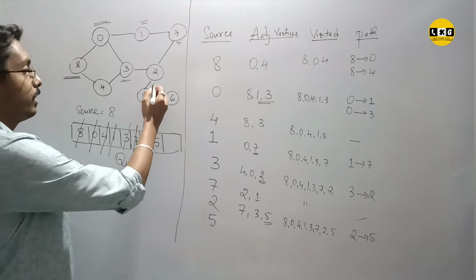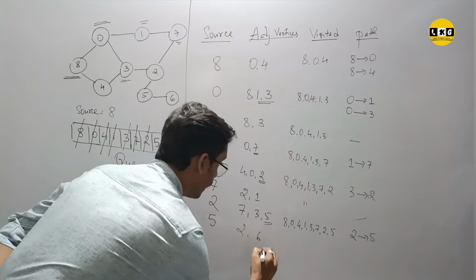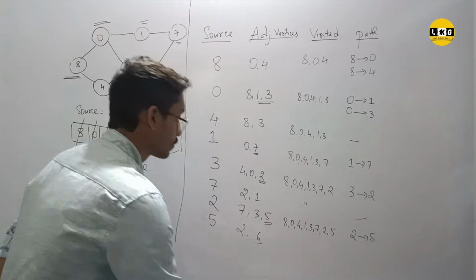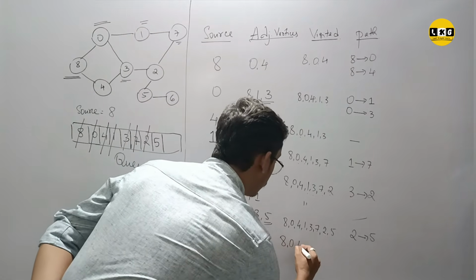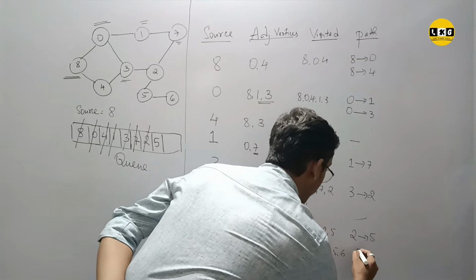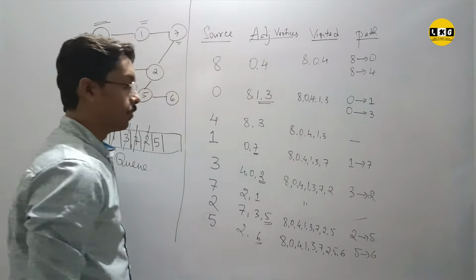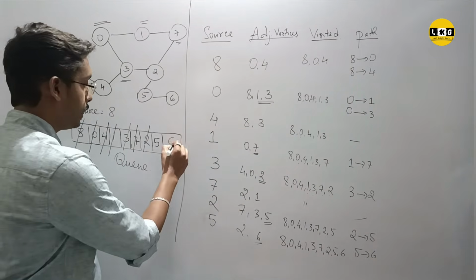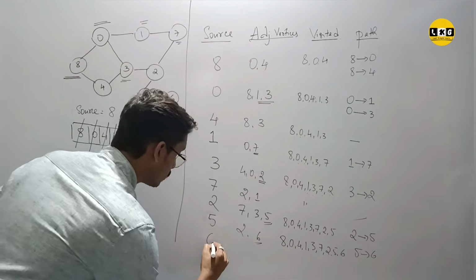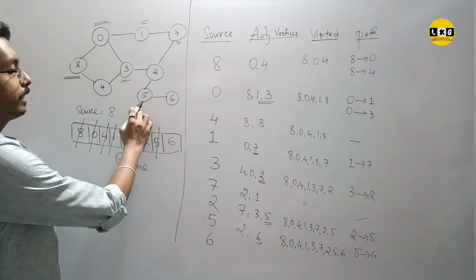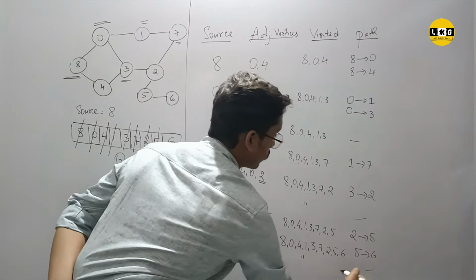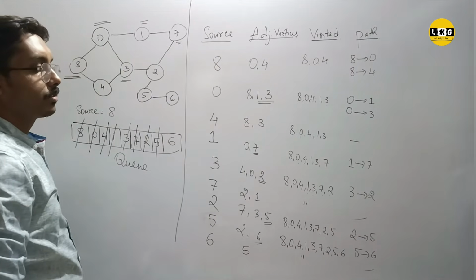Which are the adjacents to 5? 2 and 6, out of which 2 is already visited. Which is the new node we are visiting? That is 6. So this will be 8 0 4 1 3 7 2 5 and then 6, and this will be 5 to 6. Now 6 will be added to the queue here again. So 5 will be deleted. 6 will be my next new source, and 5 is the only adjacent, and this stays as it is, and there is no path.